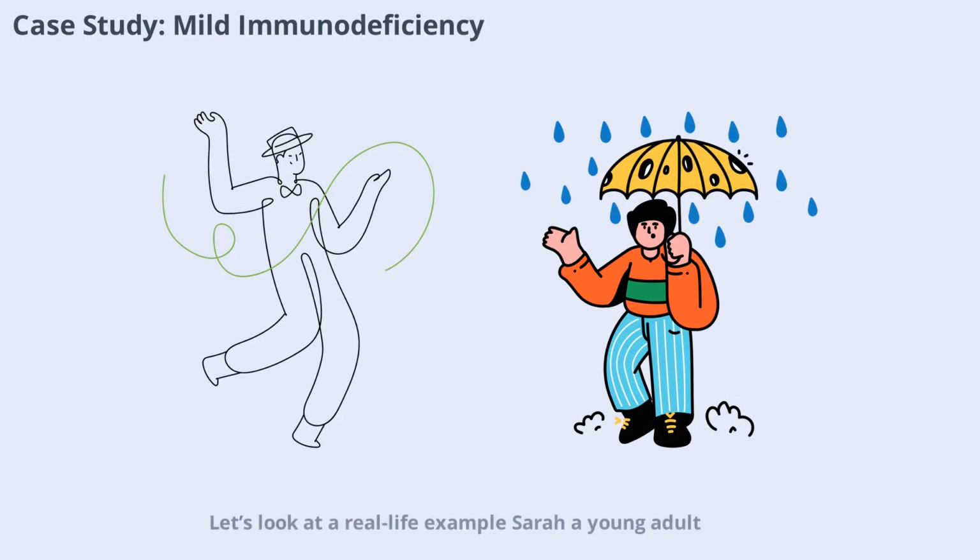Let's look at a real-life example. Sarah, a young adult, experienced frequent sinus infections and fatigue. After medical evaluation, she was diagnosed with a mild immunodeficiency. With regular checkups and prompt treatment of infections, Sarah manages her condition well and leads an active life.